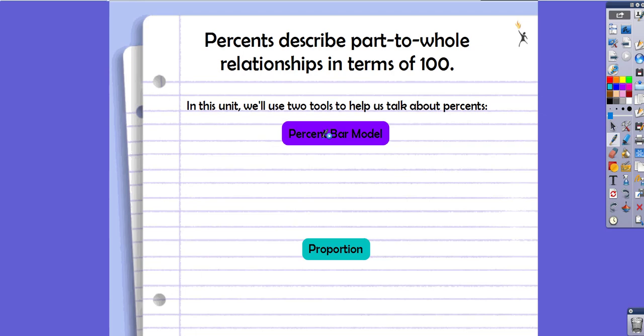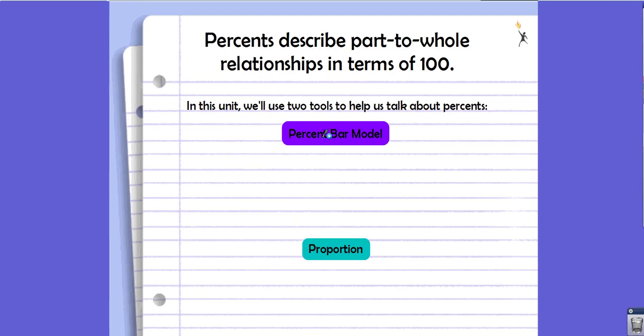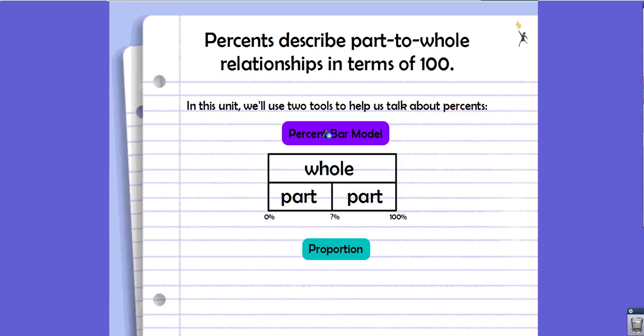For this part, we know percents describe a part to whole relationship in terms of 100. So we know that if we have an entire amount, that equals our 100% of it. And a part of it, a piece of it, will be that part that we look for with the percent. Now in this unit, we're going to continue to use our two models. We're going to be using the percent bar model, and we're going to continue using that proportion. So make sure that you have both of these down, please.